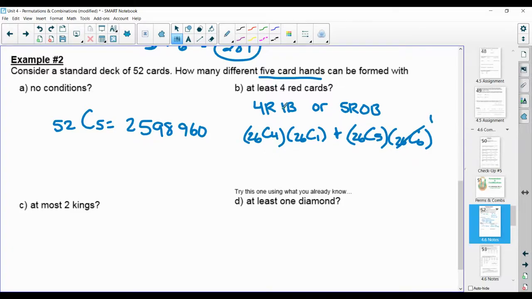All right, so 26 choose 4 is 14,950. 26 choose 1 is 26. And 26 choose 5 is 65,780. And if we add all of that up together, that gives us 454,480 different ways. Okay, so at least again is having that amount or more.